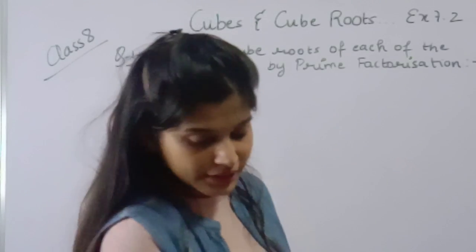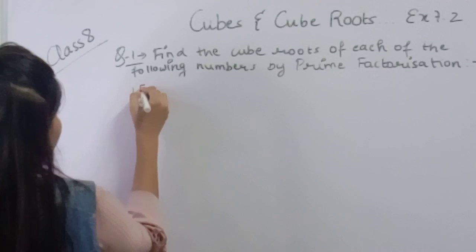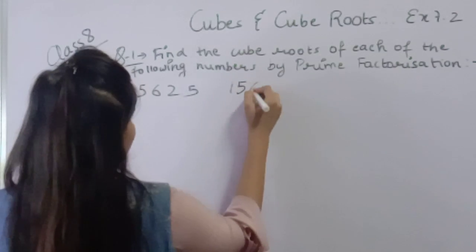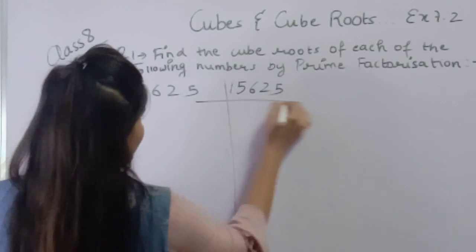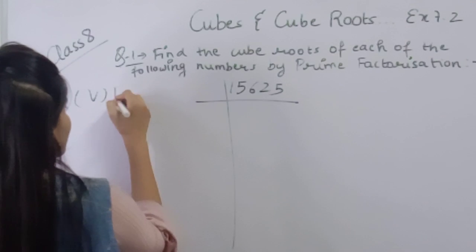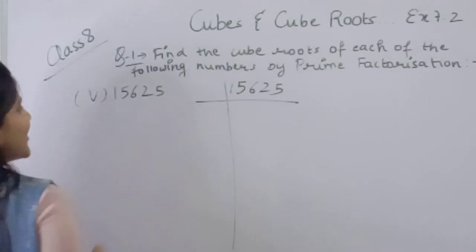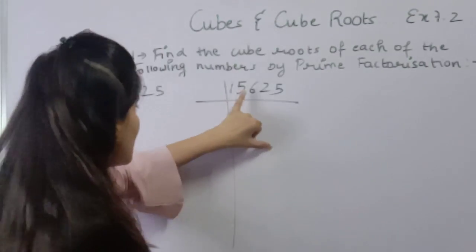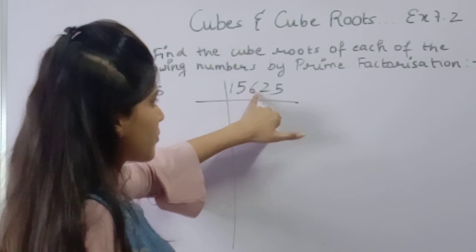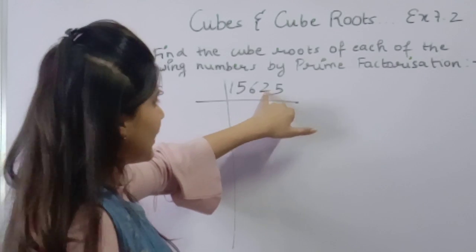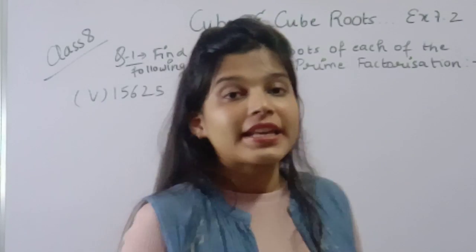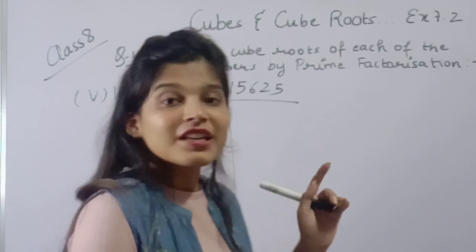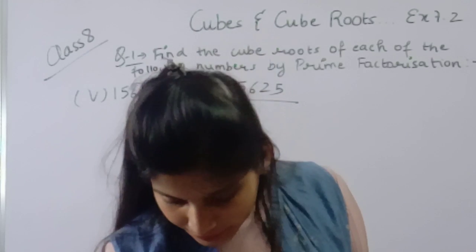Now, fifth part is 15625. 15625 is not a multiple of 2. So we will check whether this number is a multiple of 3 or not. 5 plus 1 is 6. 6 plus 6 is 12. 12 plus 2 is 14. And 14 plus 5 is 19. And 19 is not a multiple of 3. It means that this number is also not a multiple of 3.